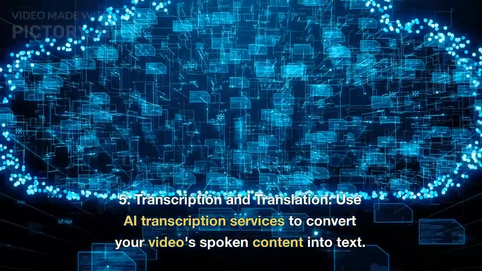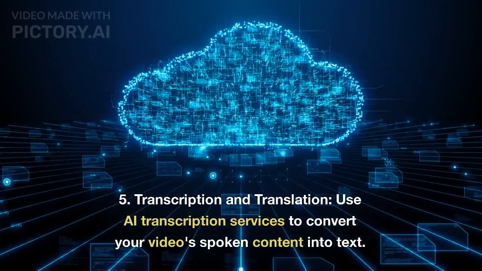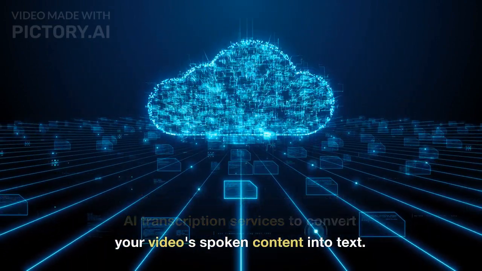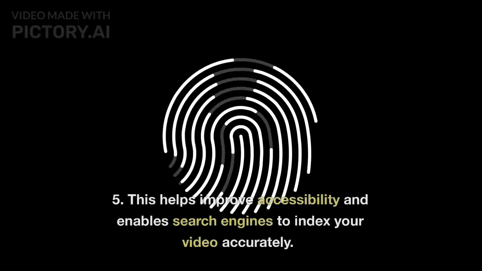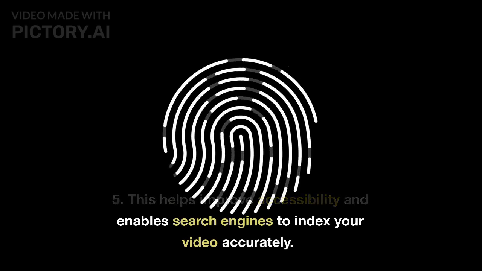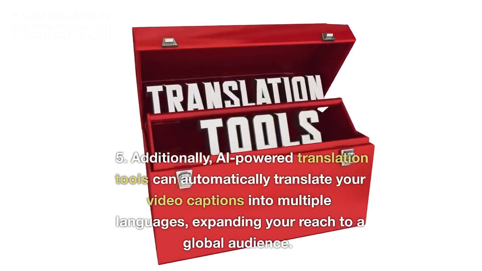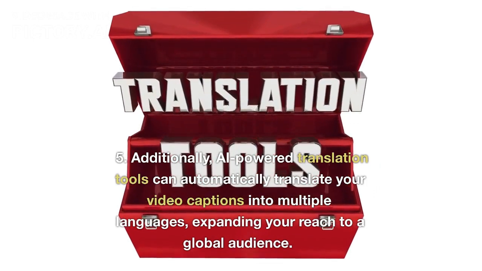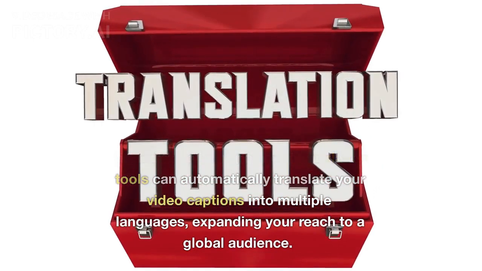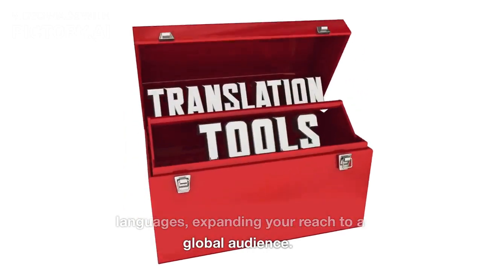5. Transcription and translation. Use AI transcription services to convert your video's spoken content into text. This helps improve accessibility and enables search engines to index your video accurately. Additionally, AI-powered translation tools can automatically translate your video captions into multiple languages, expanding your reach to a global audience.